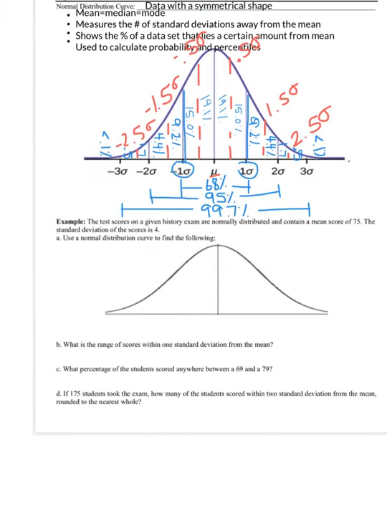The test scores on a given history exam are normally distributed, meaning it follows the curve, and it contains a mean score of 75. So this is what we're going to do. We're going to say that the mean is 75. The standard deviation is 4. So 1 standard deviation is 4. Now remember, on our curve, we're going by halves. So I'm also going to say that if 1 standard deviation is 4, half of a standard deviation is 2.